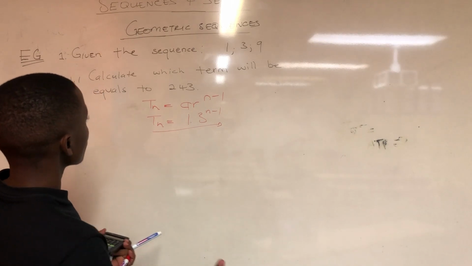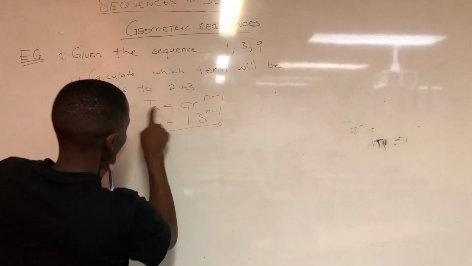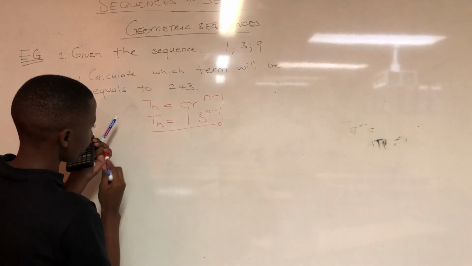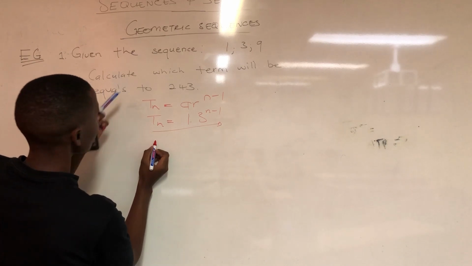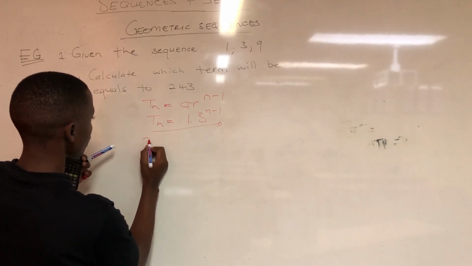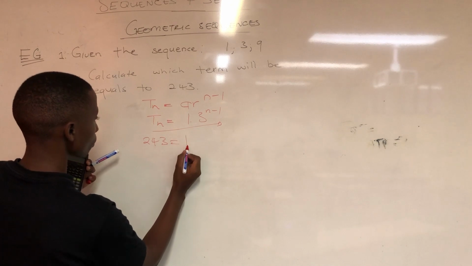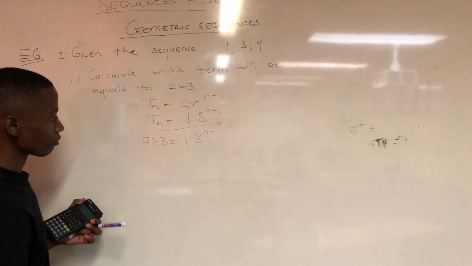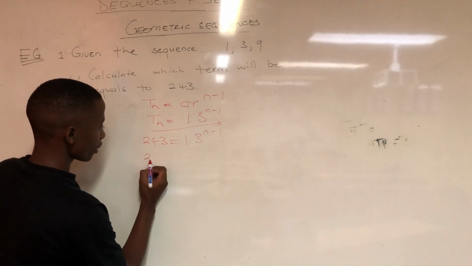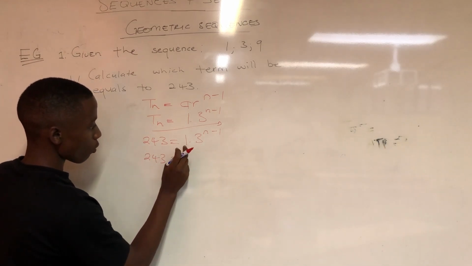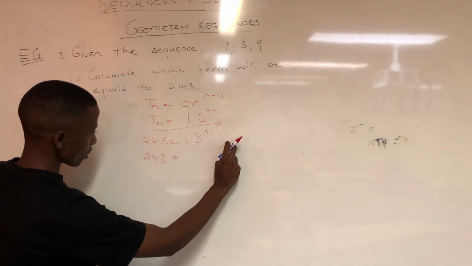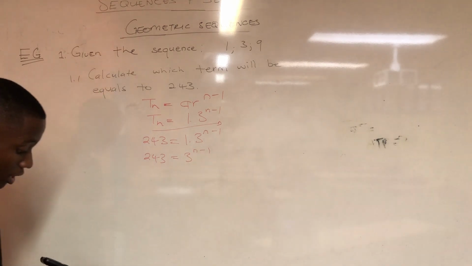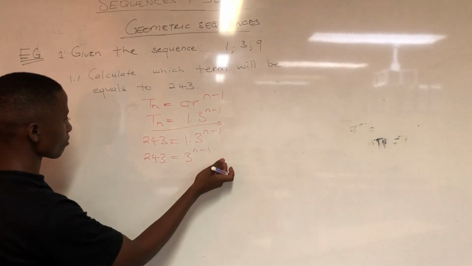which term will be equal to 243 in that sequence? So our term, remember I told you that our term is this. Okay? So we're going to substitute for our term there 243, right? 243 is equal to 1 multiplied by 3 to the power of n minus 1. Now, 243 is equal to 1 multiplied by this, so the answer will be 3 to the power of n minus 1, right? Yes, so this is the same just as this.